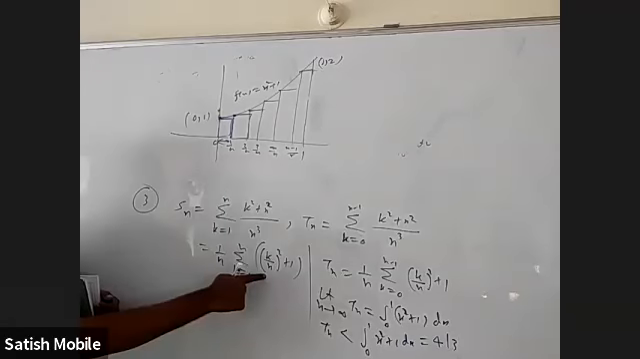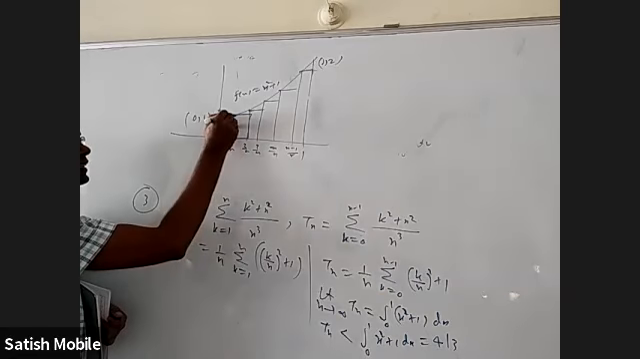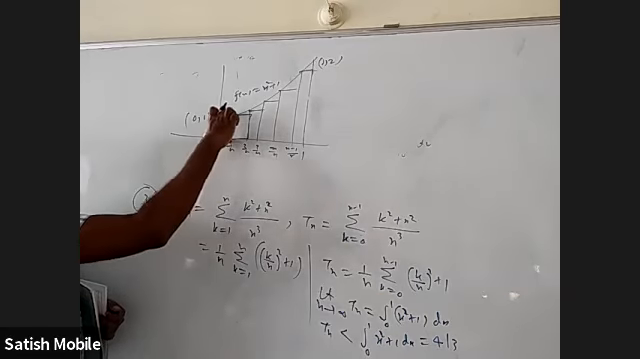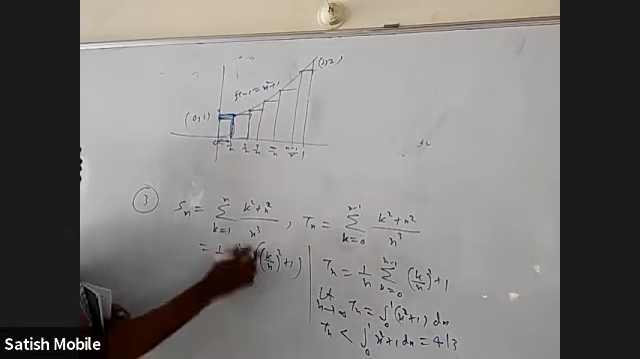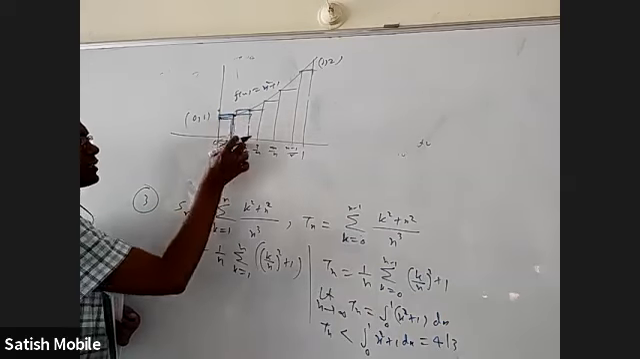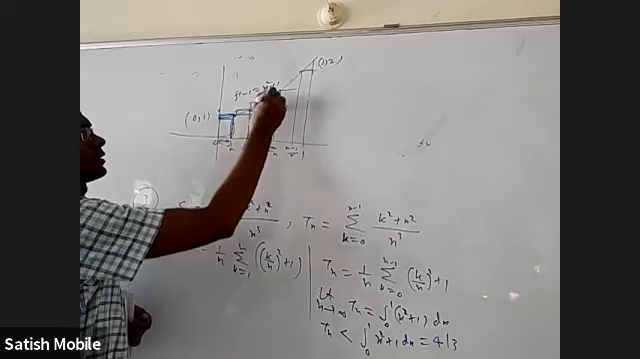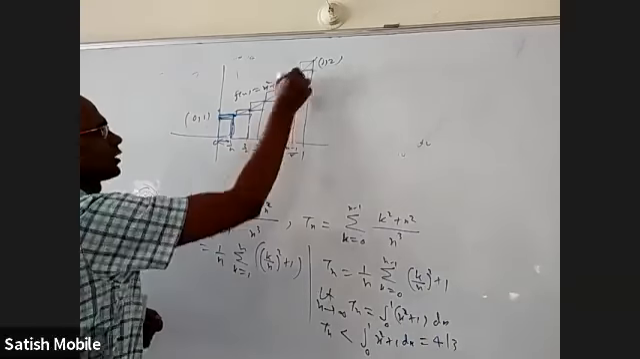Coming to this, the very first one is when you put k equal to 1, you are taking this side, so you are taking this rectangle. Width is 1 by n and height is this. When you take k equal to 2 by n, you are taking this rectangle. Width is 1 by n and height is this. Similarly, this rectangle, this rectangle, this rectangle.